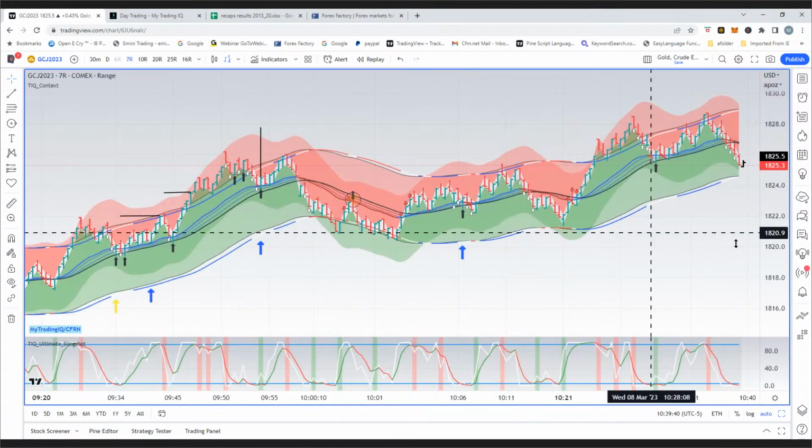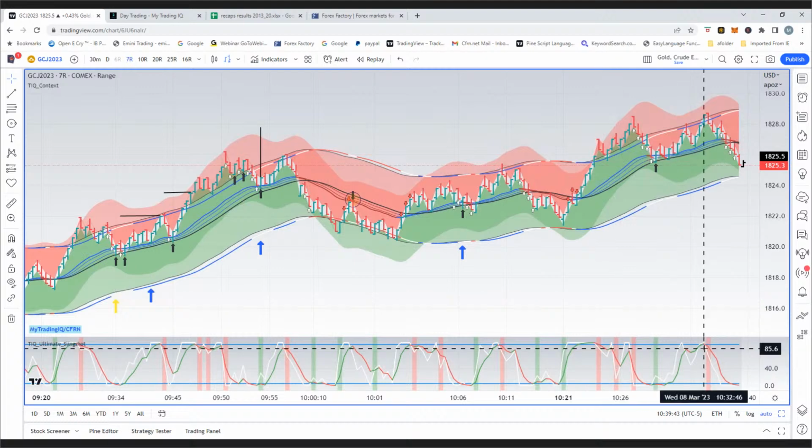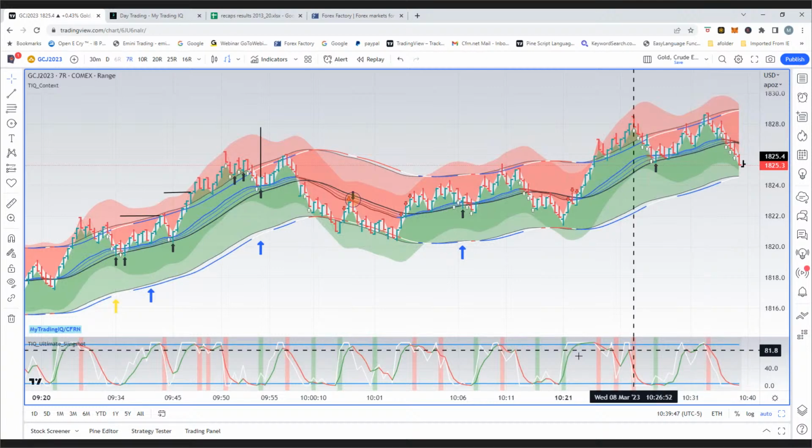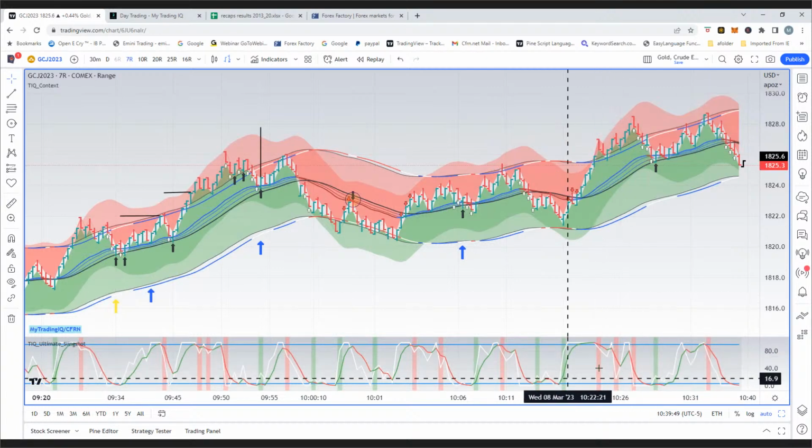All right. When I'm referring to the slingshot and I say divergence and separation, I'm talking about within the slingshot. I'm not talking about between price and an oscillator. I'm talking about within the slingshot.